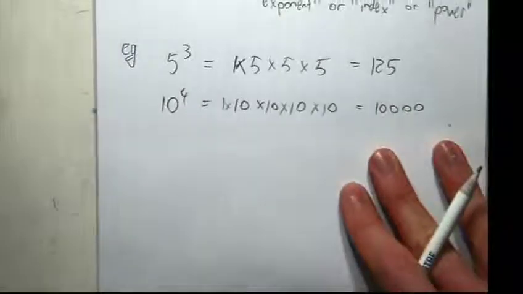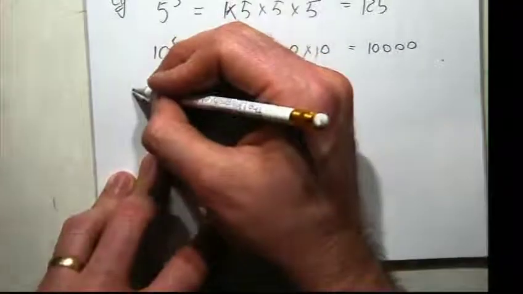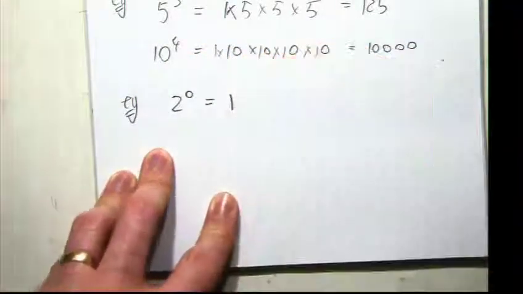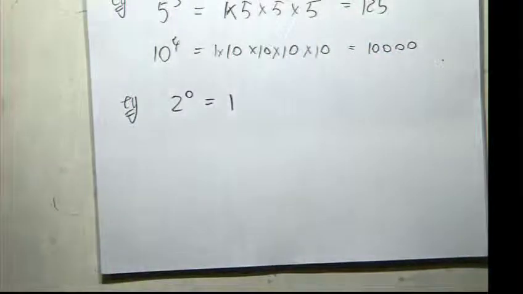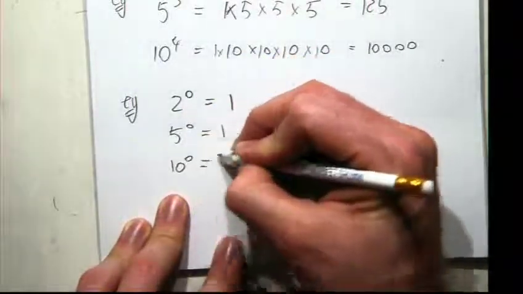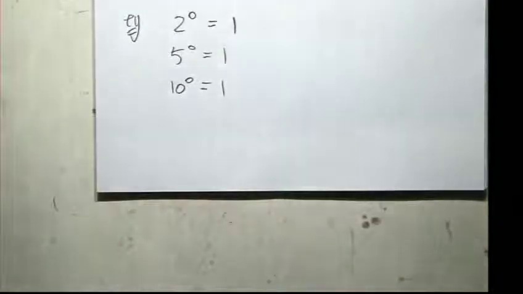And so here are some of the rules for the other numbers. Anything to the power of 0 is 1. Because the concept is you always start at 1 and then you multiply by however many 2s. So 2 to the power of 1 is 1 times 2. 2 to the power of 2 is 1 times 2 times 2. 2 to the power of 3 is 1 times 2 times 2 times 2. So 2 to the power of 0 would be 1 times no 2s, and so I would stay at 1. And that's true of any number at all. 5 to the power of 0 is 1, 10 to the power of 0 is 1. Any number to the power of 0 is 1. So that's our first rule.